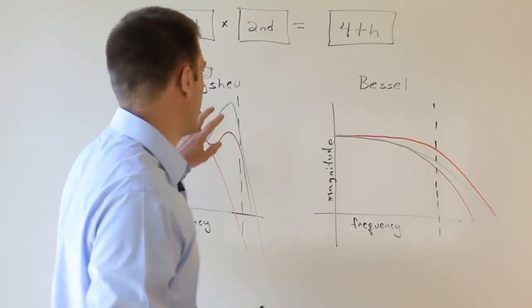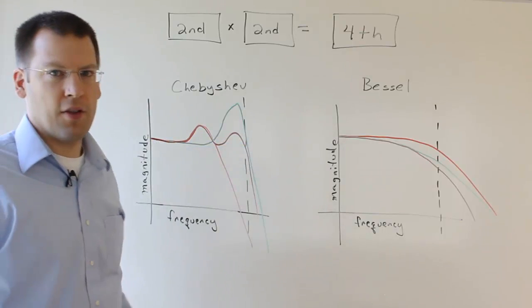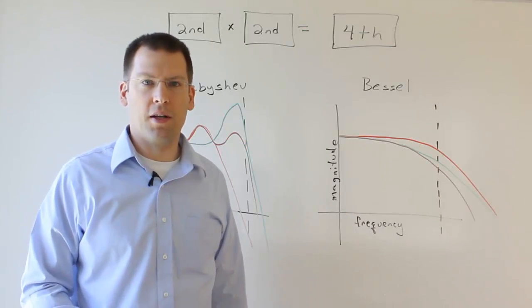So we looked at the extremes, the Chebyshev and the Bessel. The Butterworth would be kind of in the middle. So that's why you see this different performance from the different filter types.